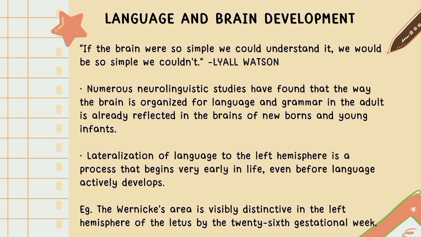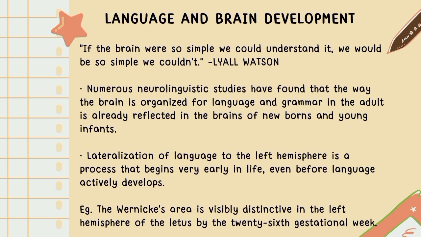Numerous neurolinguistic studies have found that the way the brain is organized for language and grammar in the adult is already reflected in the brains of newborns and young infants. In short, babies' brains are already wired for language and grammar even before they can talk. Lateralization of language to the left hemisphere is a process that begins very early in life, even before language actively develops. It means that language is mostly processed in the brain's left side, and this starts developing very early, even before we learn to speak.